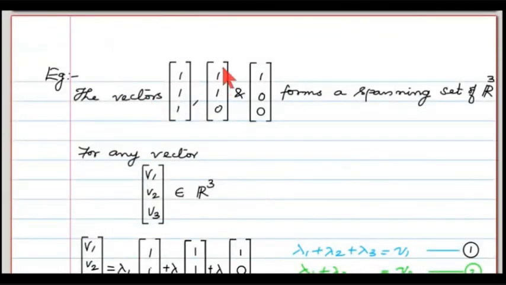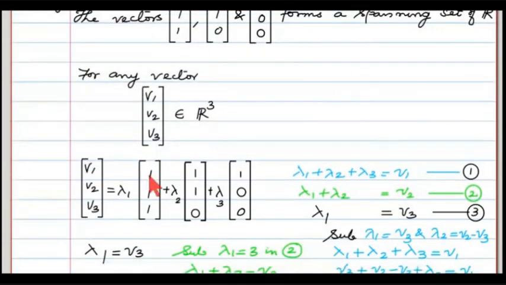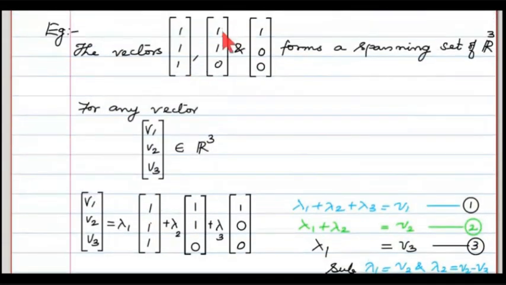The vectors (1, 1, 1), (1, 1, 0), (1, 0, 0) form a spanning set of R3. So there will be three vectors v1, v2, v3, an element of R3. The first vector is (1, 1, 1), the second vector is (1, 1, 0), and the third vector is (1, 0, 0).